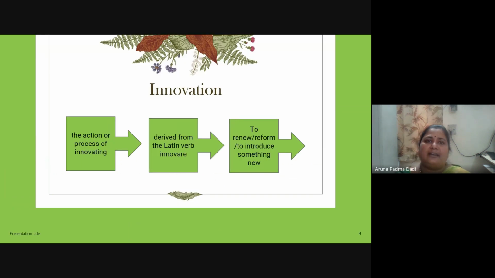So, to define innovation or to know the meaning of innovation in literal terms, innovation is nothing but the action or process of innovating. Innovating is derived from a Latin verb, innovare. Innovare means to renew or to reform or to introduce something new. Many of us have a little confusion between invention and innovation. Basically, invention is finding something exactly new, whereas innovation is adding some value to the existing elements.